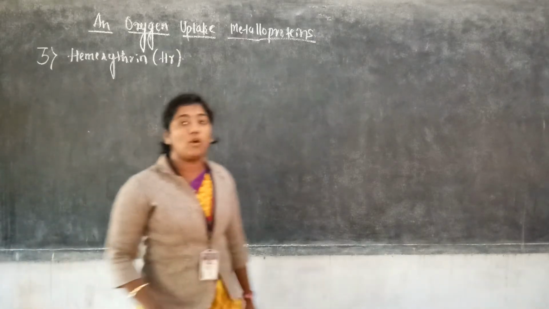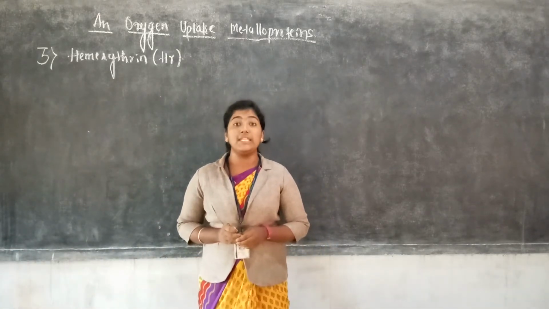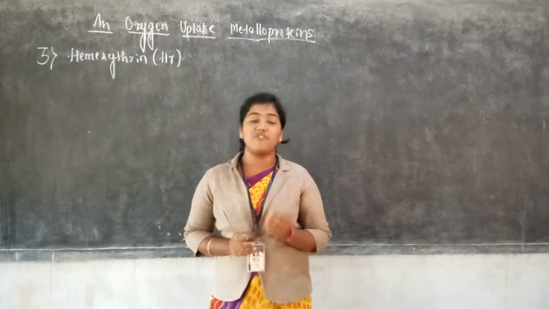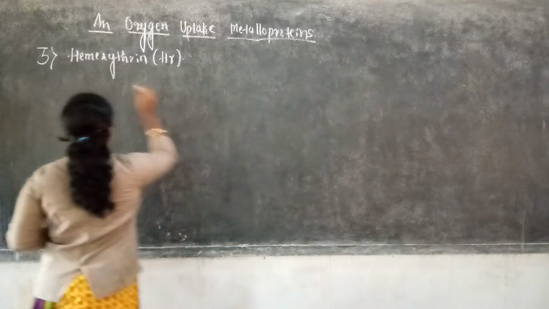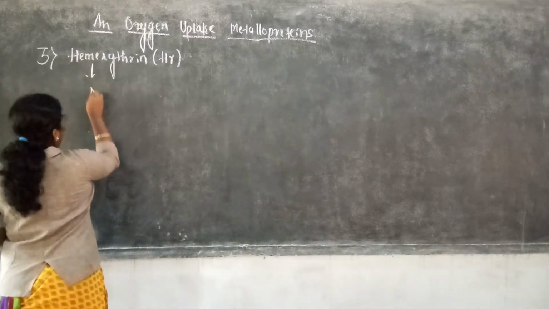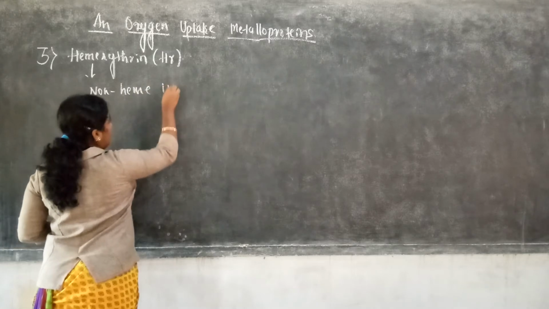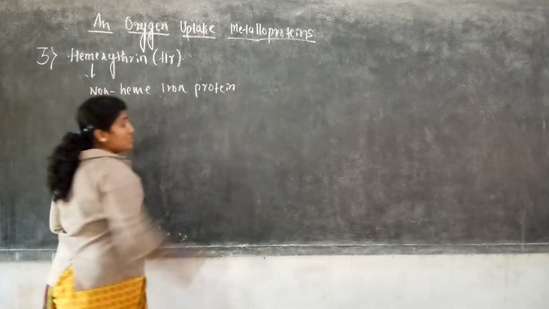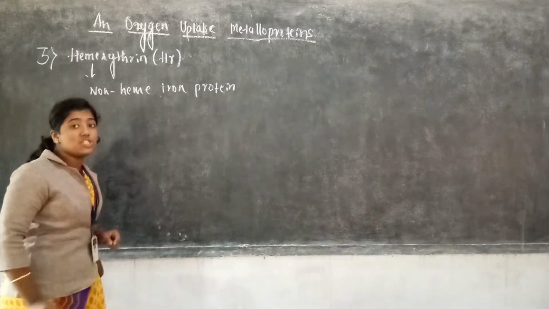A large number of marine invertebrates are found to utilize the iron-bearing protein hemerythrin. This hemerythrin has no porphyrin skeleton in oxygen transport. So, this hemerythrin is a non-heme iron protein and also has no porphyrin skeleton in this oxygen transport.